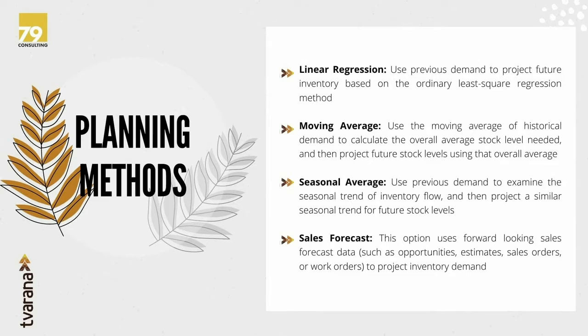Seasonal average uses previous demand to examine the seasonal trend of inventory flow and then project a similar seasonal trend for future stock levels. Sales forecast: when using NetSuite for your sales operations, this option uses forward looking sales forecast data such as opportunities, estimates, sales orders, or work orders to project inventory demand. NetSuite's demand planning can also be used to offer your sales team important product availability information during the sales cycle process by introducing an expected shipment date by the automatically calculated available to promise function.